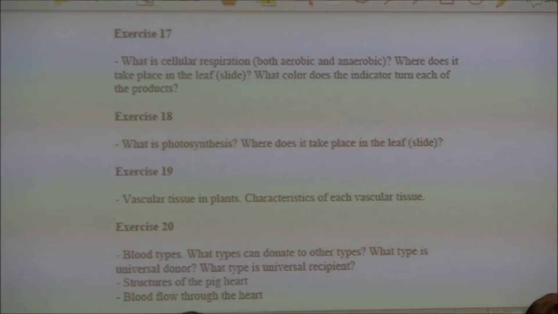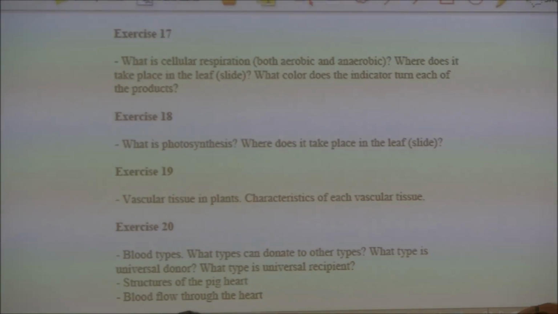So the next one says, where does it take place in the leaf? First of all, does the leaf undergo aerobic respiration? Yes. Aerobic. Yes, leaves have aerobic cellular respiration. Do they have anaerobic cellular respiration? No. Okay, so don't let that fool you. We're talking about leaves. They have aerobic, but not anaerobic.